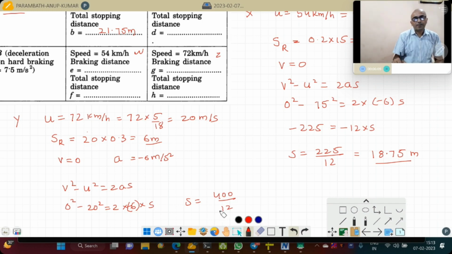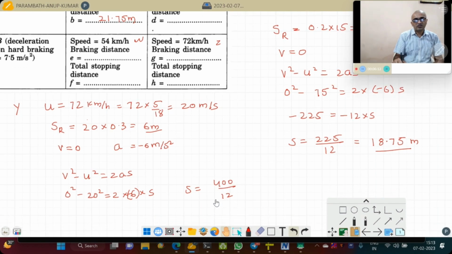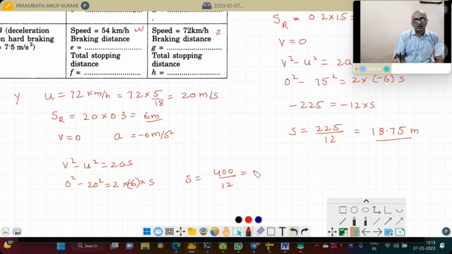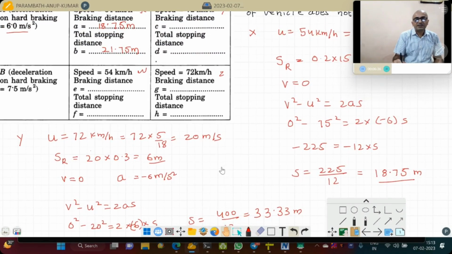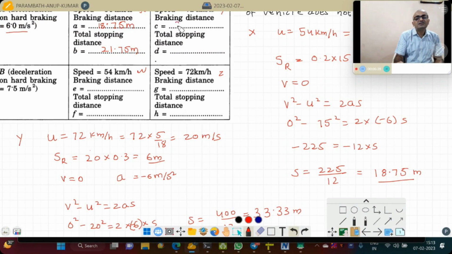With this idea, I have a value 12,336, and 40 remaining, 12,36, 33.33 meters, like that. And the filling, what we have to fill will be, the braking distance is 33.33 meters, and the total stopping distance will be 39.33 meters.